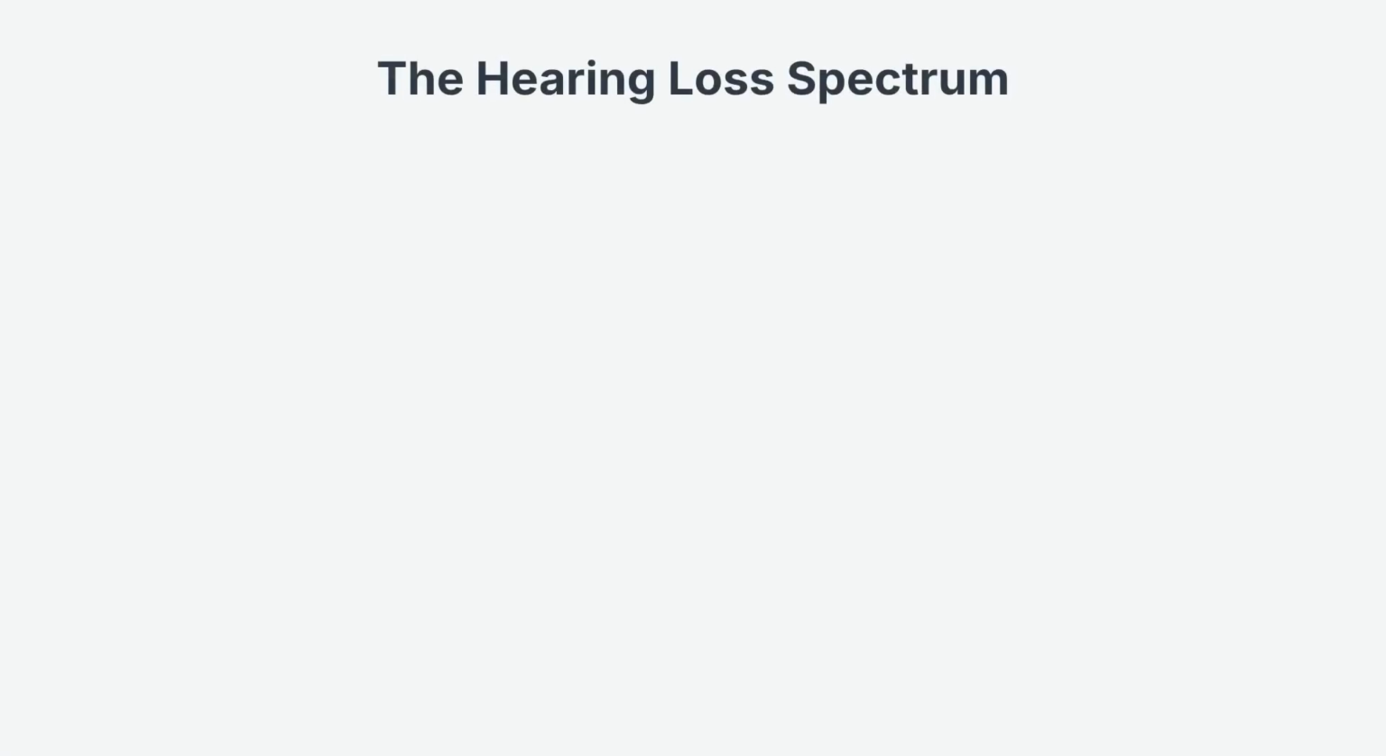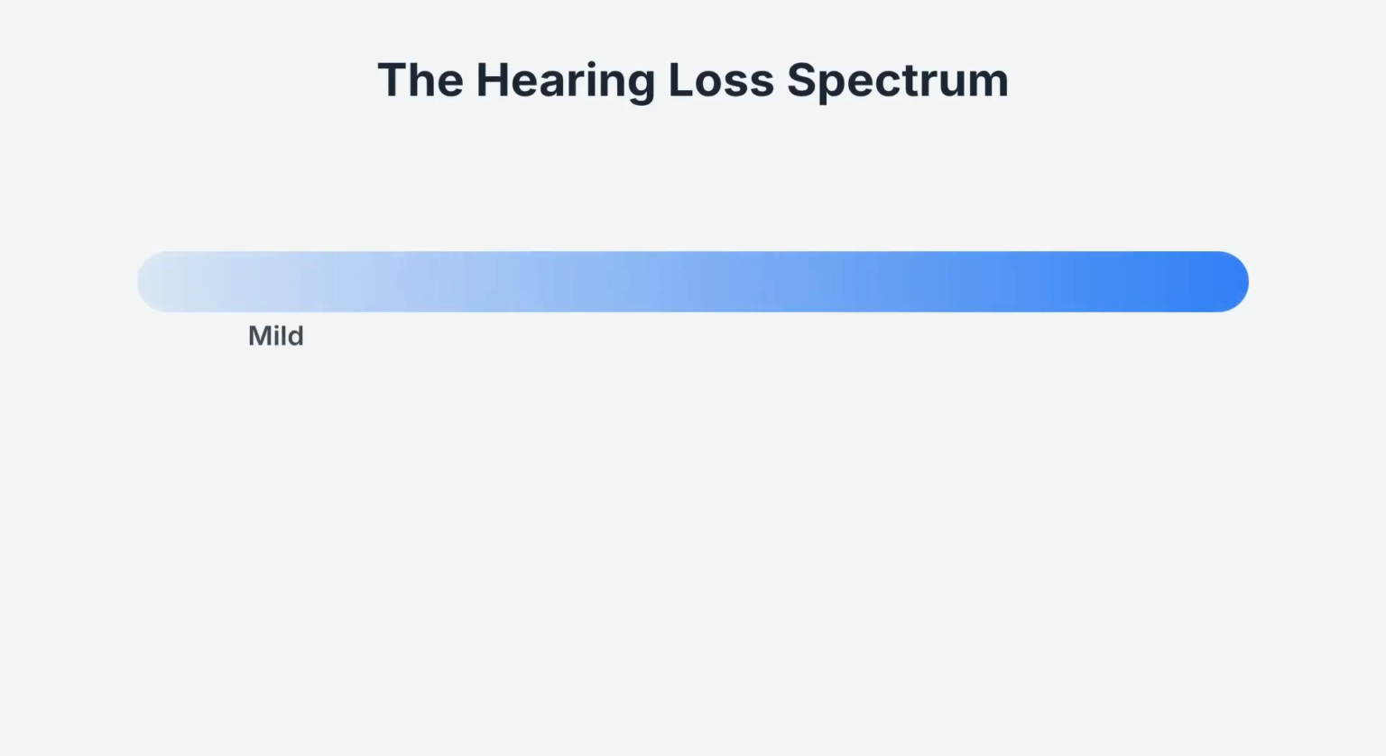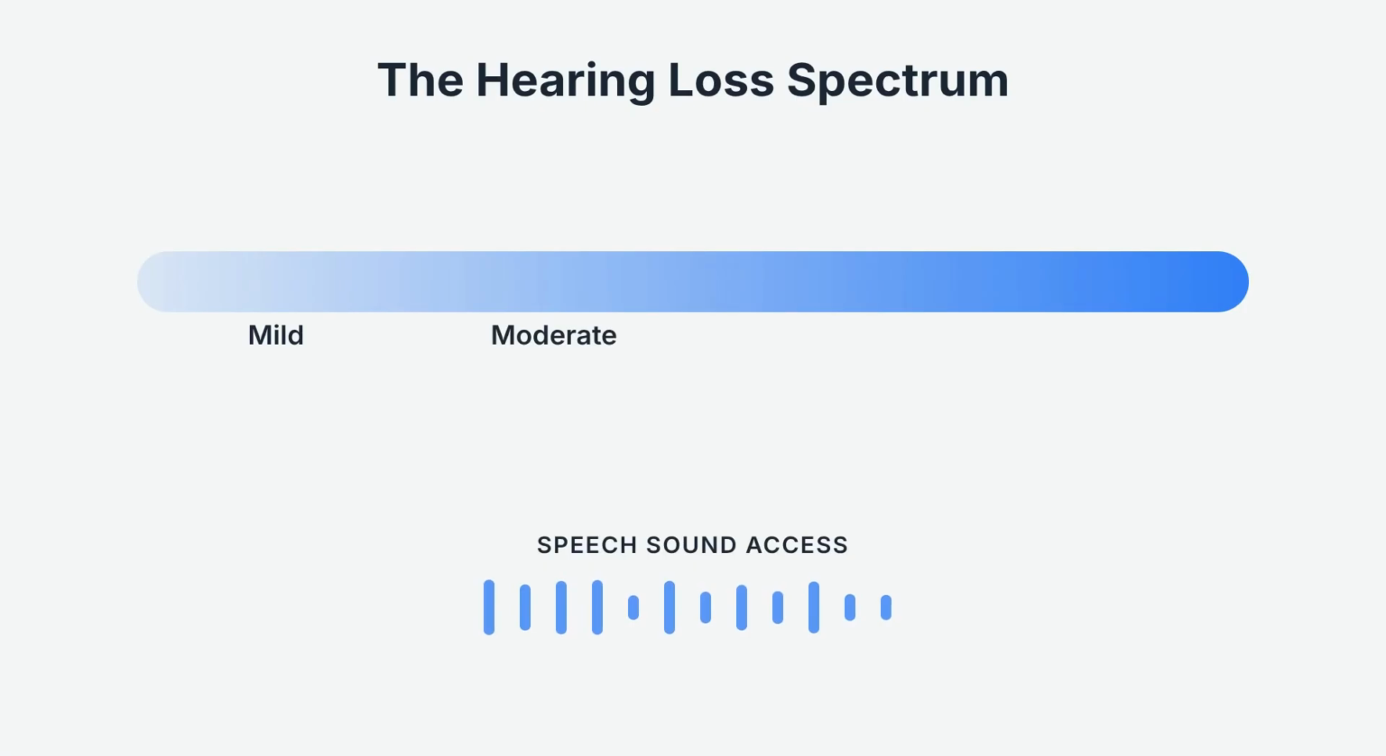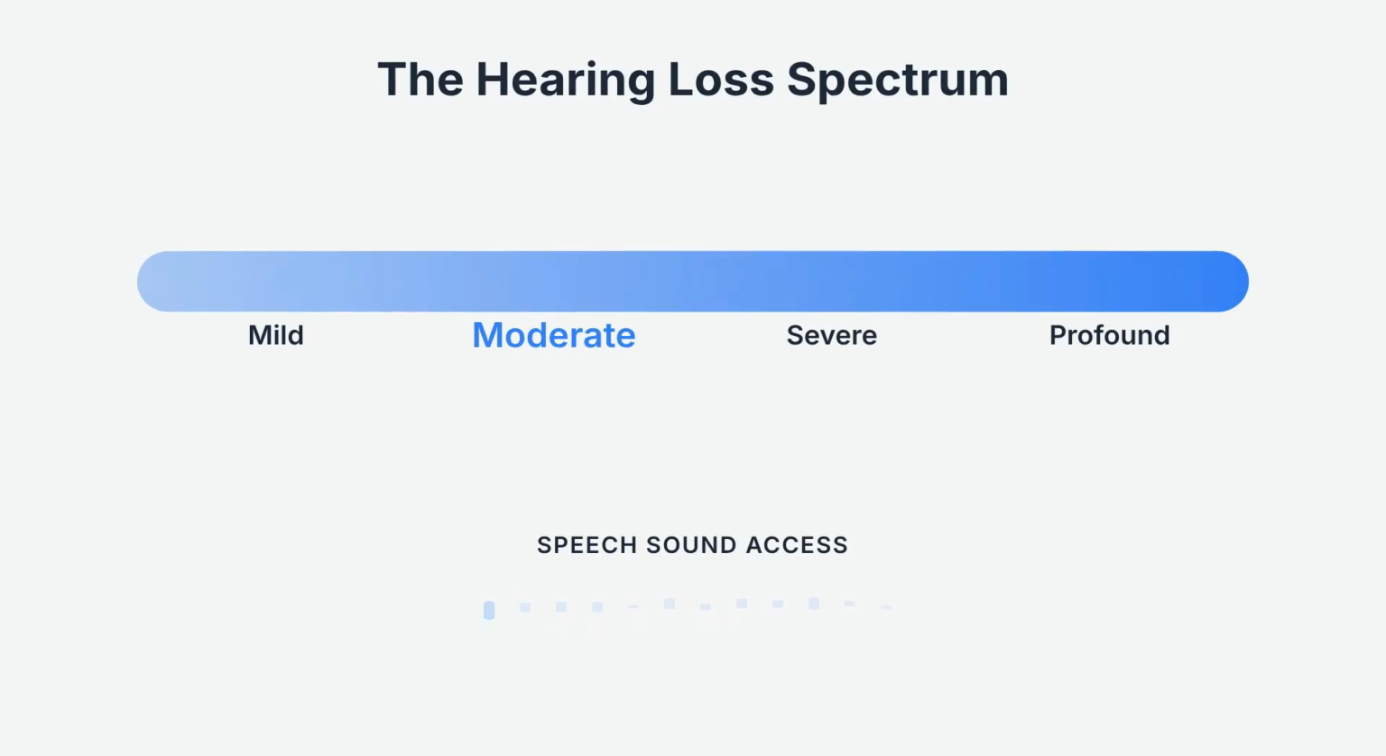Hearing loss can range from mild to profound. A student with mild hearing loss may hear many speech sounds at close range, but miss information when there is background noise, distance, fast speech, or overlapping conversation. A student with moderate hearing loss may miss parts of words or certain speech sounds.